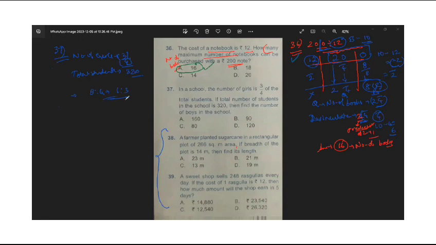That means when girls is 3 by 4, then boys should be equal to 1 by 4. Then what you should do here? 1 by 4 multiplied by 320 gives you 80. So 80 is the total number of boys in the school. The correct answer is C. You can verify using the other way around also. That is, you can verify 3 by 4 into 320 and subtract that from 320. You'll get the same answer. This is another shortcut trick that we can apply.